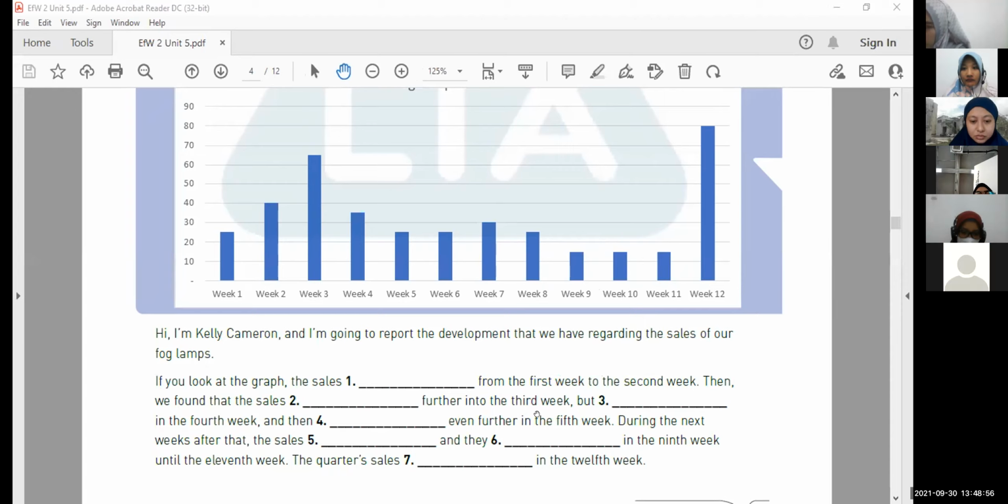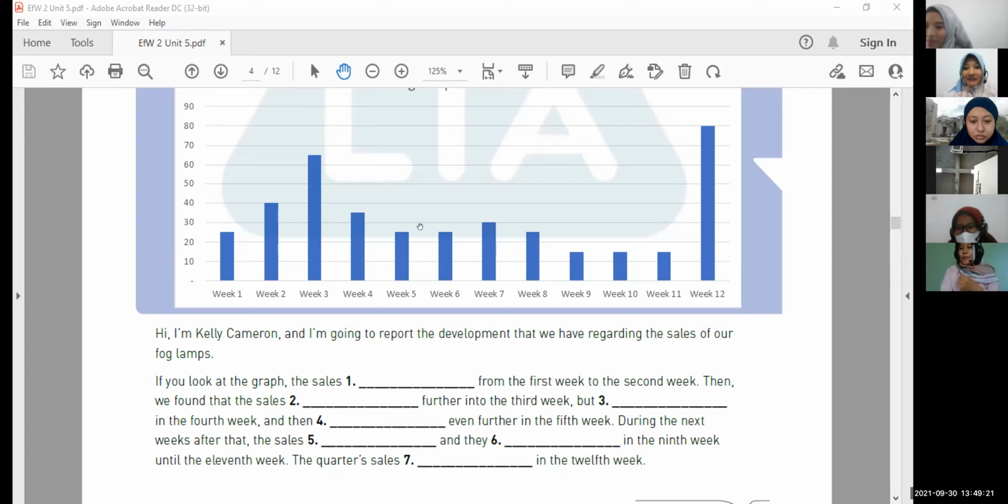Minum dulu. Nice. Oh yeah, you can drink actually. You do not need to ask me, Miss, can we? You can drink. I also drink like this.